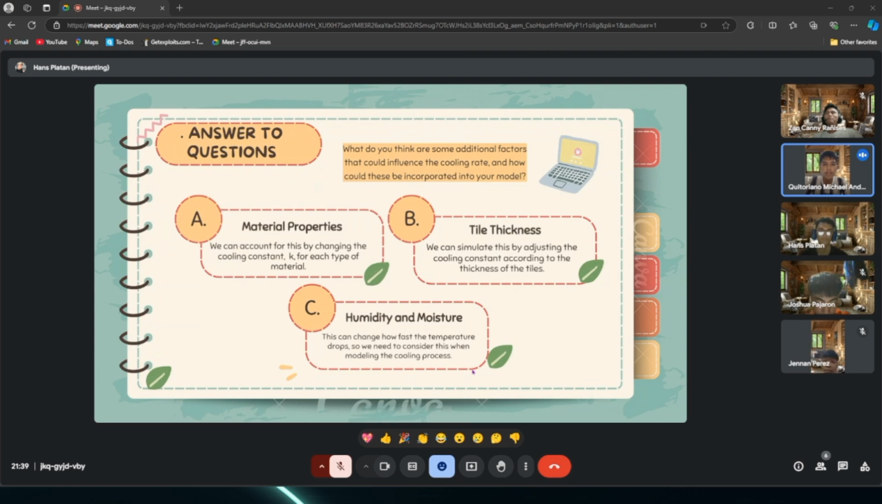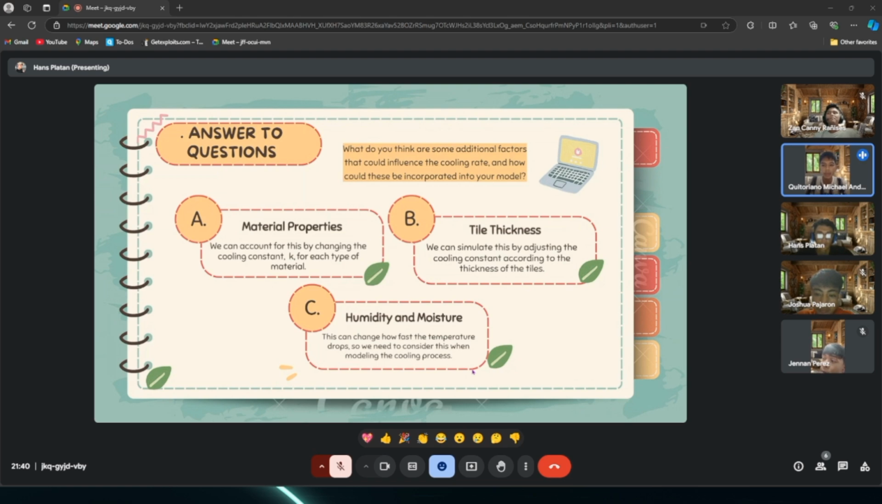Next, we have the tile thickness. Thicker tiles might hold onto heat for longer and cool down more slowly. We can simulate this by adjusting the cooling constant according to the thickness of the tiles. And lastly, we have humidity and moisture. Outdoor tiles that get wet from rain or high humidity might cool down differently because of evaporation. This can change how fast the temperature drops, so we need to consider this when modeling the cooling process.